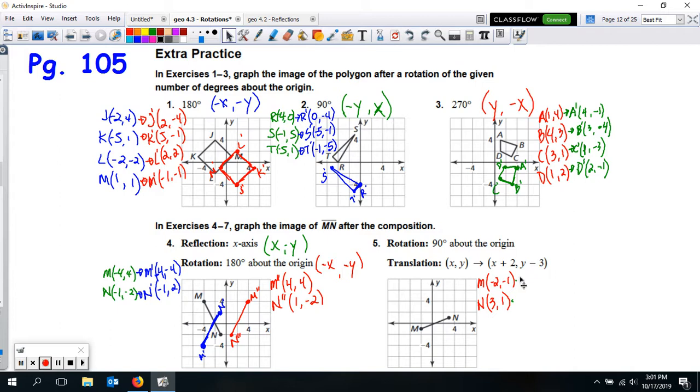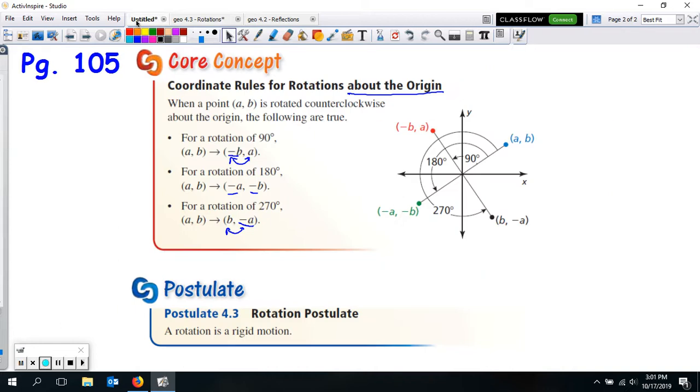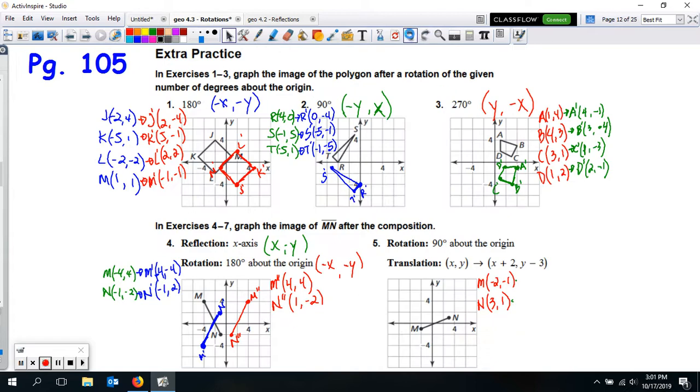So now what do we do to these points for the 90-degree rotation about the origin? Again, let's look back at that core concept on page 105. We're going to switch them, and then that y will become a negative. So it'll be -y first, and then just the x second. And so that's what we'll do on this rule. It's going to be -y first, and then x second.